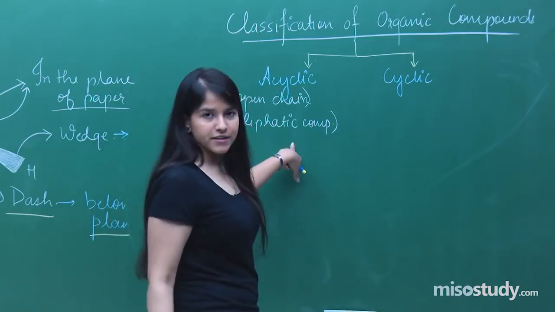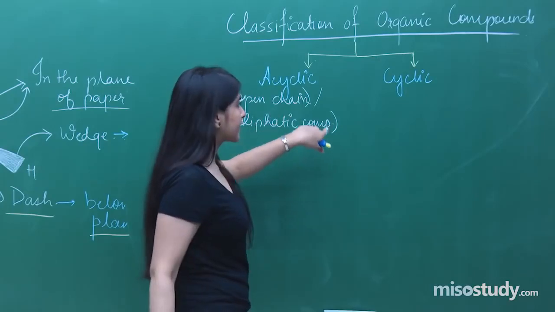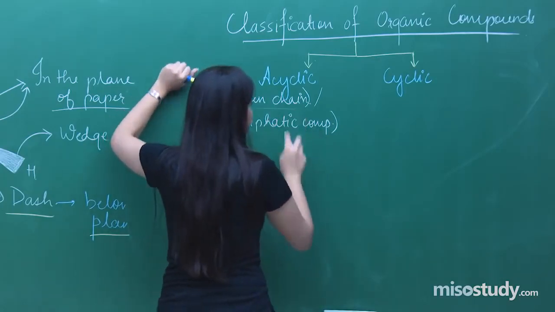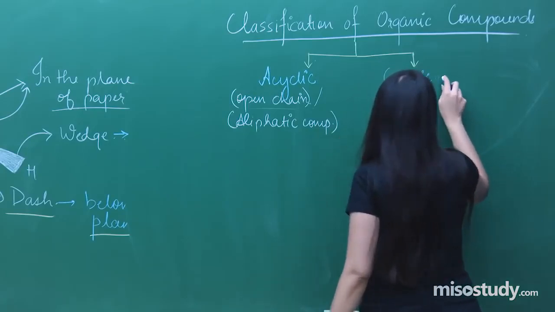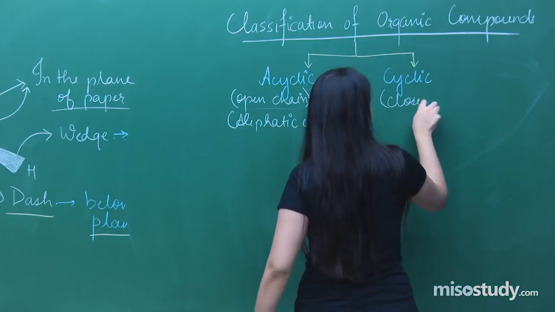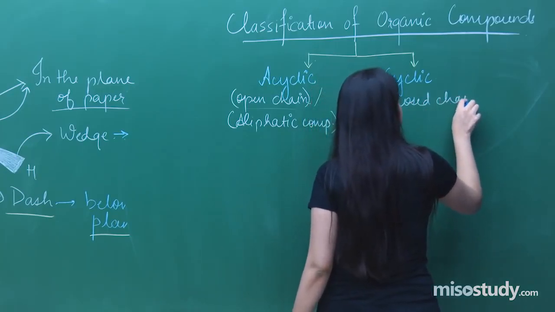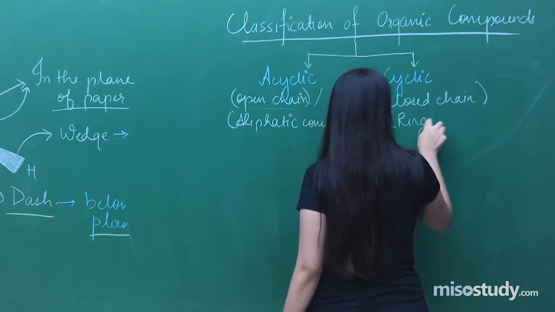Open chain or aliphatic compounds. So these are the different names assigned to acyclic, having open chains, having no ring structure. And what are these? These are known as closed chain or ring-like structures.